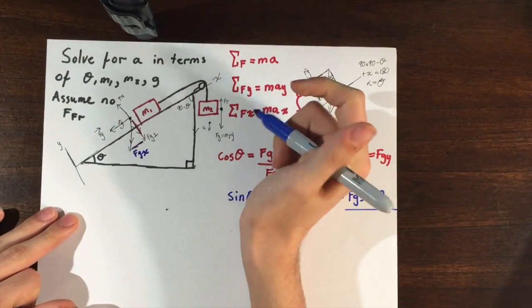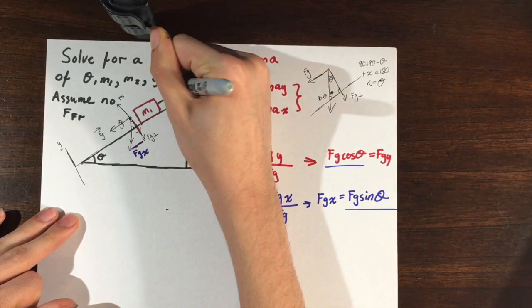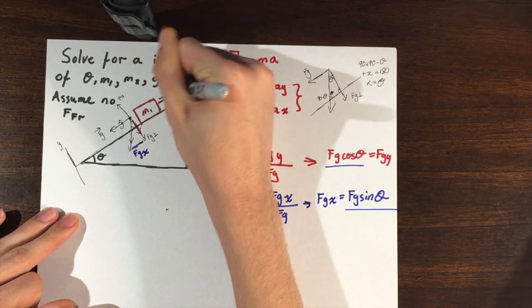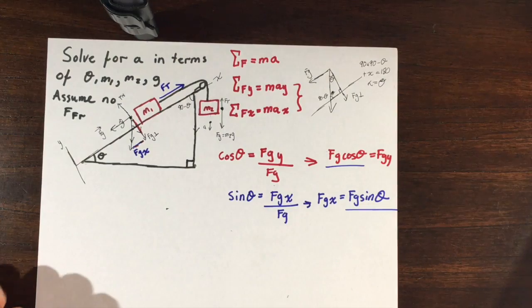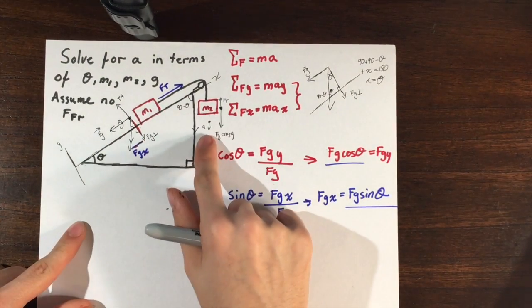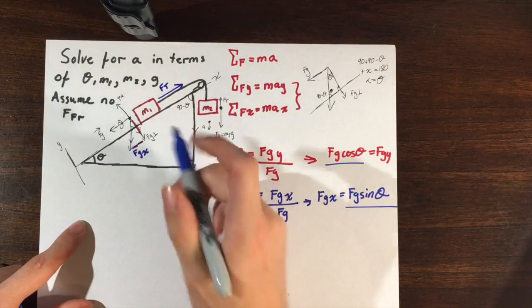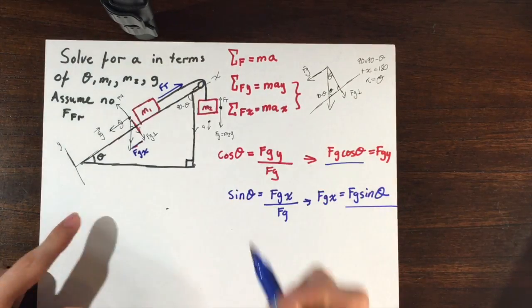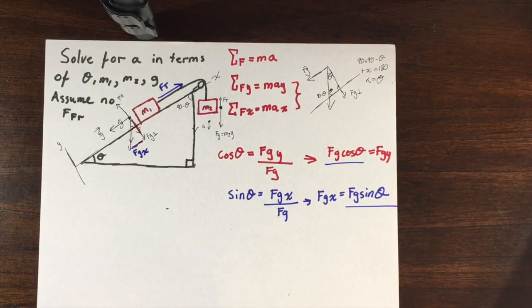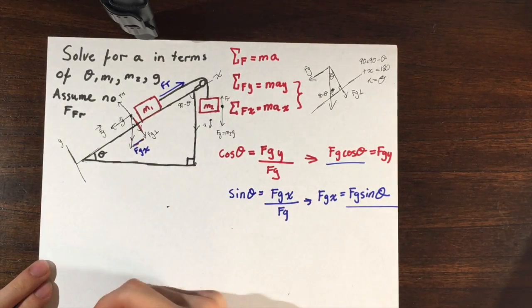Okay, so now we have force gravity acting in the x direction, so we have Fgx, and we also have a force tension acting on the object, since it is being pulled by the other object. That's what causes the mass 1 to move to the right. So now that we have all of our forces, let's start using Newton's second law in order to solve this.